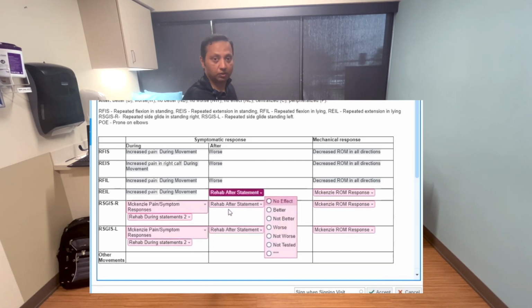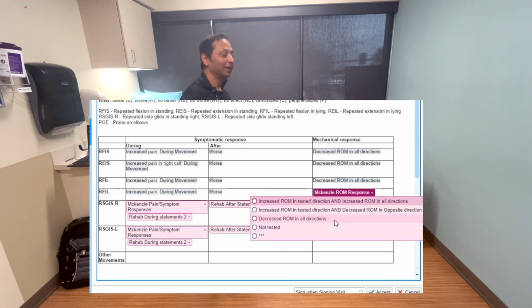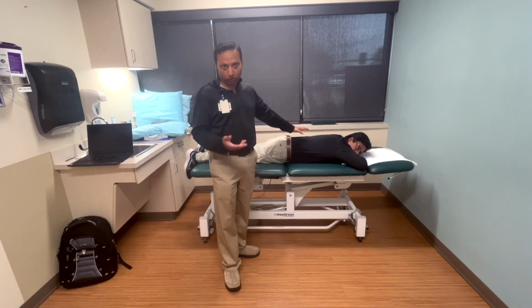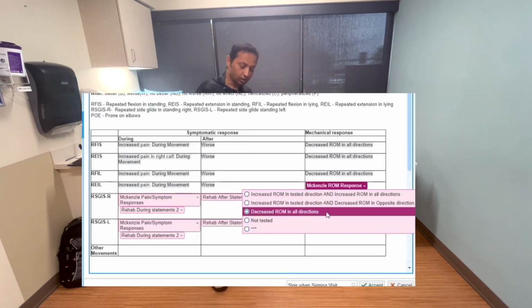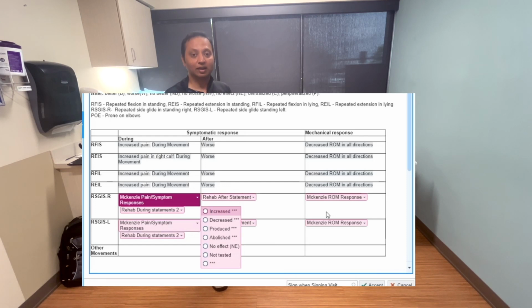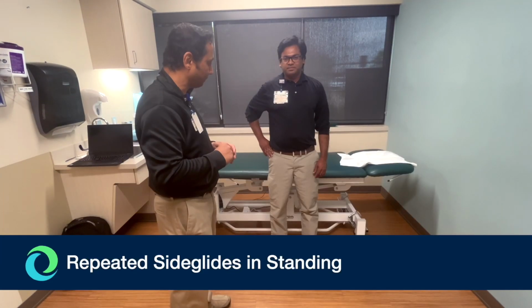But if it was favorable, symptoms centralized, range of motion increased in all directions compared to previous baseline, then we can stop the test here and say extension is the direction to go in this case. But in this video, this is not a favorable response, so we're going to move on to checking repeated side glides in standing.